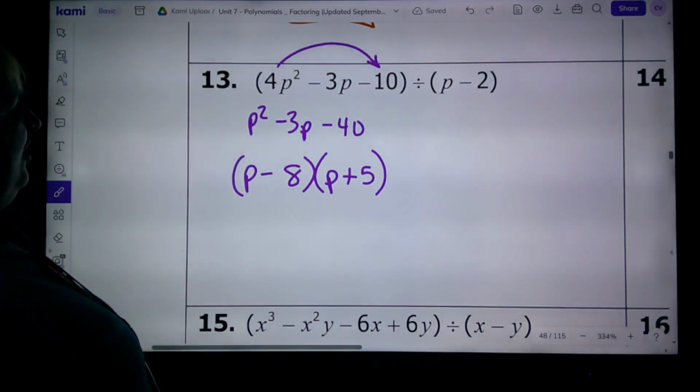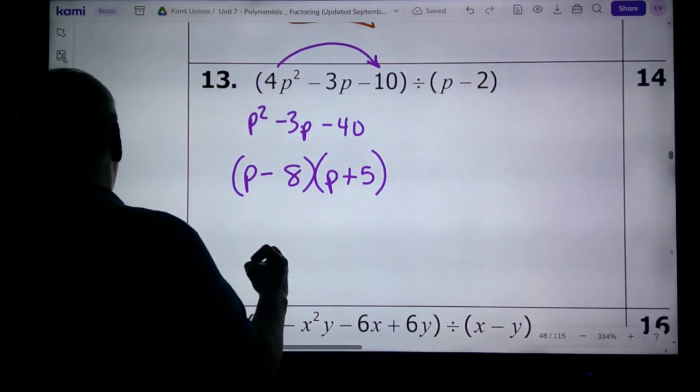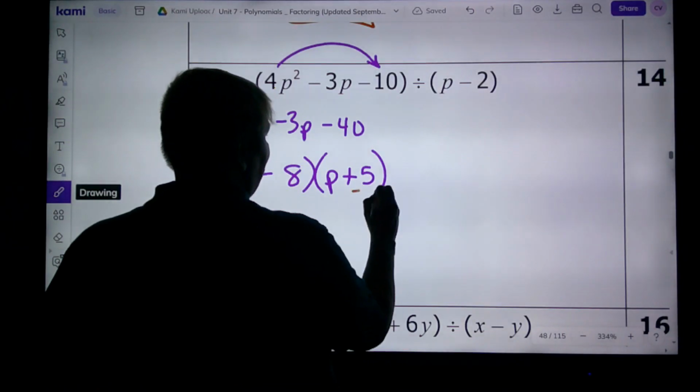Did we do something wrong? Oh, we haven't slipped and slid yet. We slipped, but we didn't slide. I was like, something's wrong.